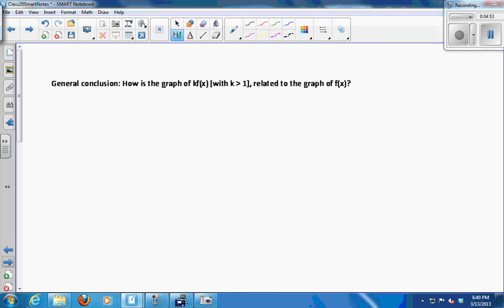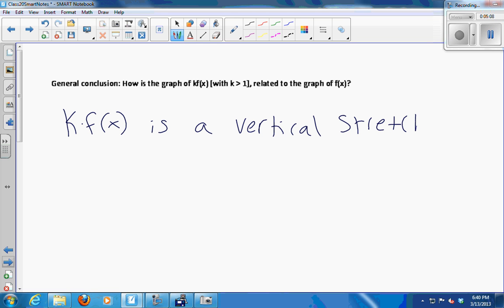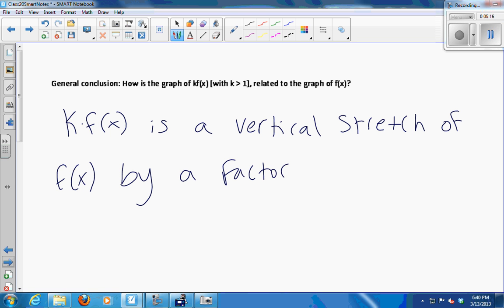So in general, if you multiply f of x times some number k that's bigger than 1, we get a vertical stretch. k times f of x is a vertical stretch of f of x by a factor of k, because we're multiplying by k, so we use the word factor. Vertical stretch by a factor of k. As long as k is bigger than 1, this is a stretch.